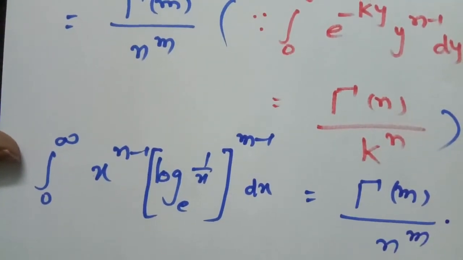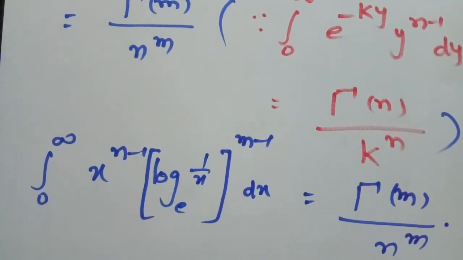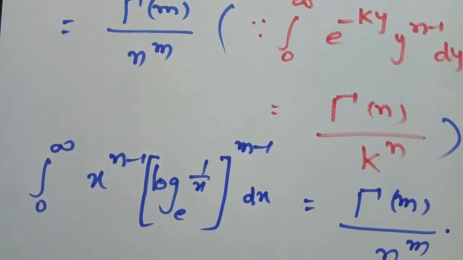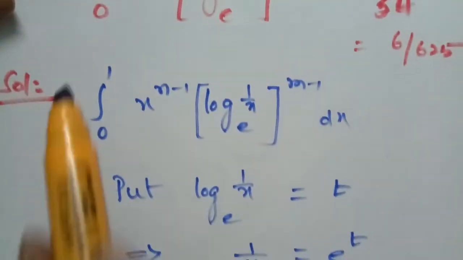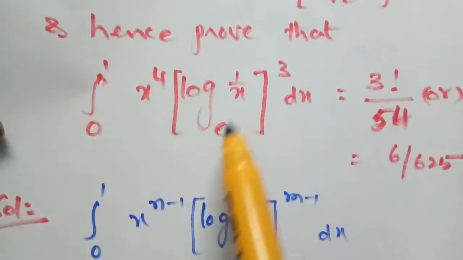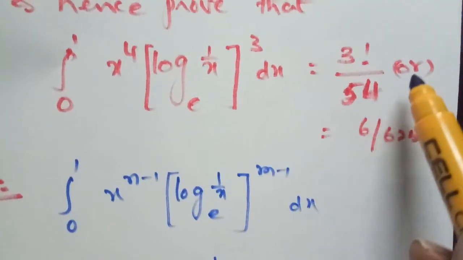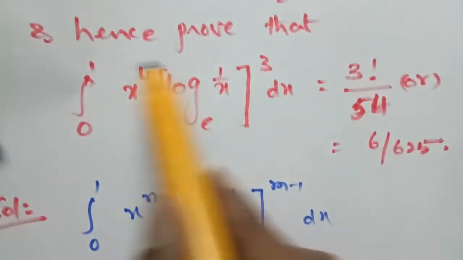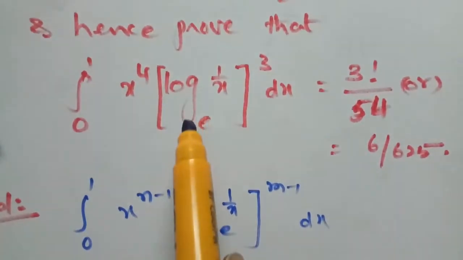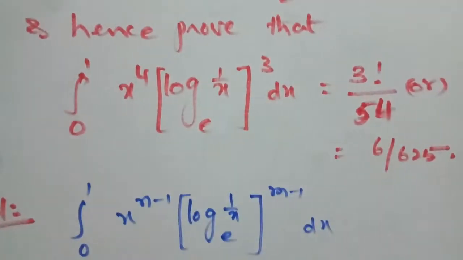Therefore, here he asked to prove that the integral of x to the power of 4 into (log 1 by x base e) whole cube dx is equal to 3 factorial by 5 to the power of 4. Therefore, we require x to the power of 4 log 1 by x base e whole cube.